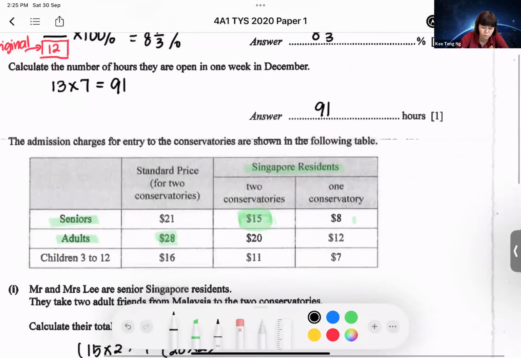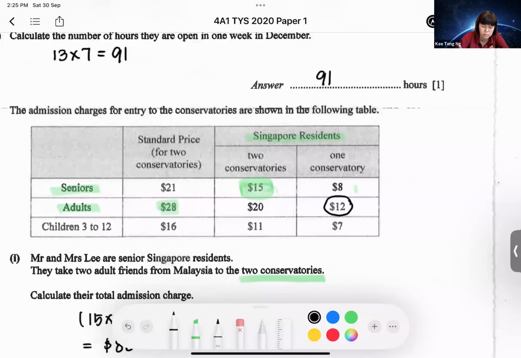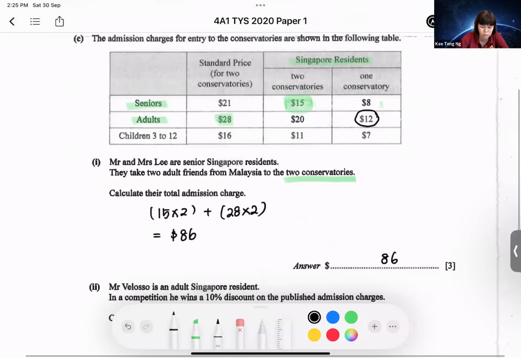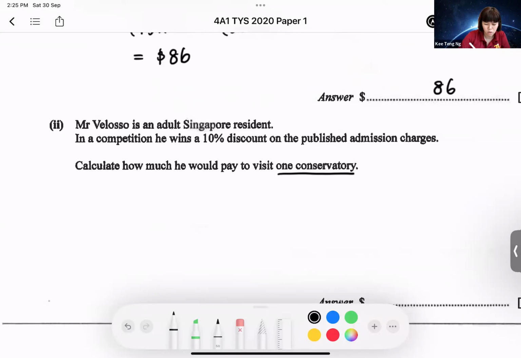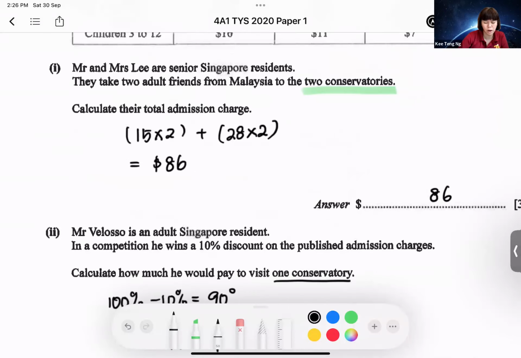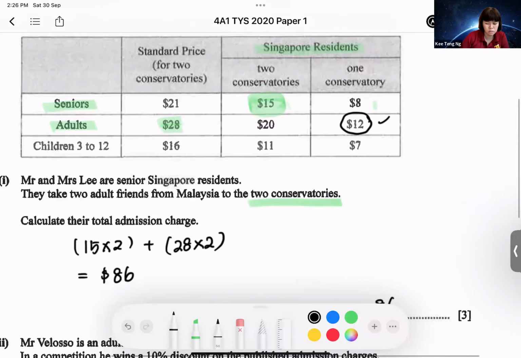Adult, for one conservatory, a Singaporean citizen, that would be $12. So he wins a discount of 10%. Originally 100%, I give a discount of 10%, that would be 90%. For percentage, don't put an equal sign, put proportion. So 100% represents the original price of $12.